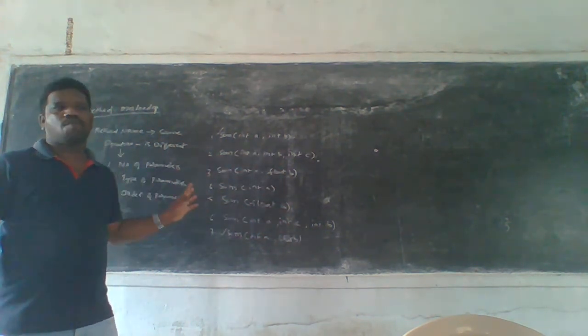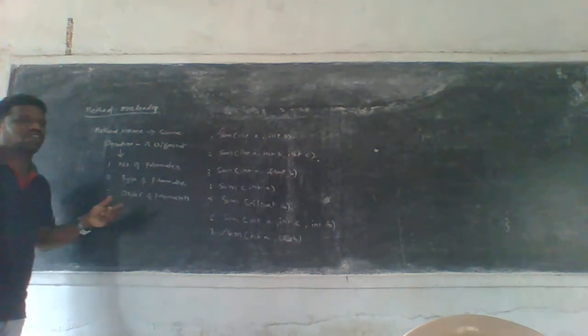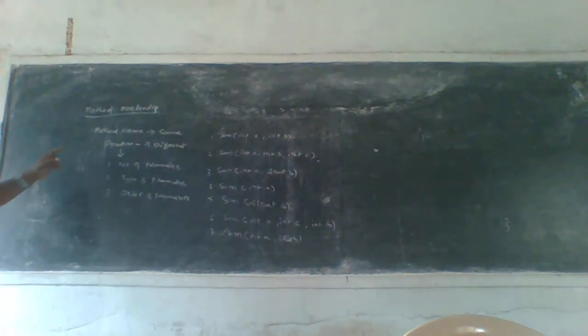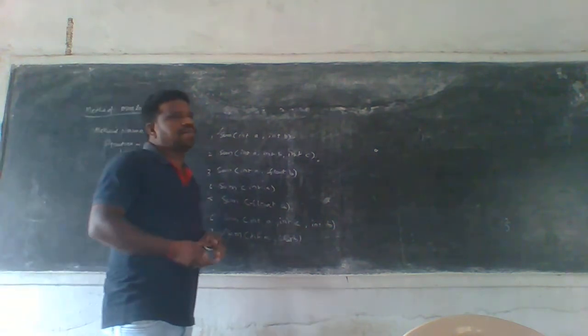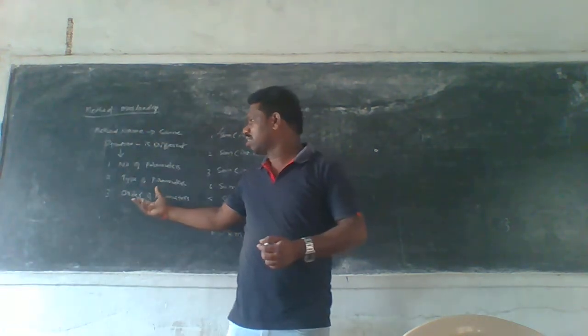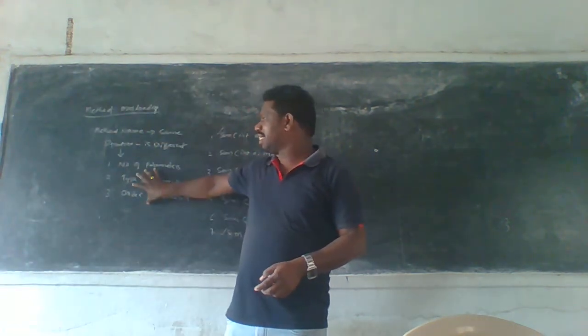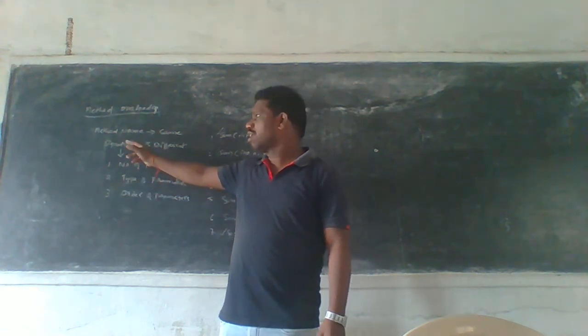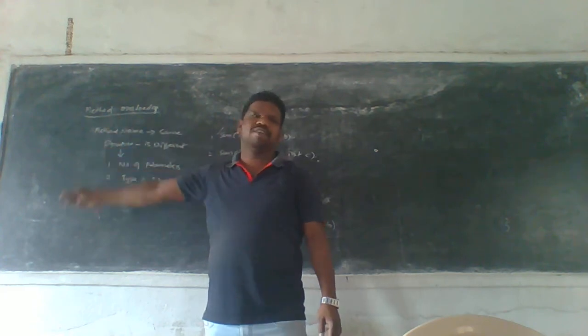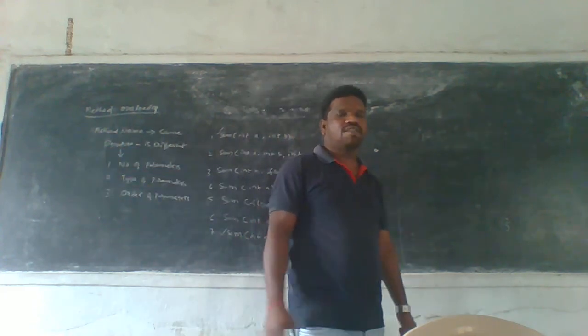Okay, this is a very important question as a short answer. What is method overloading? Method overloading is said to be when the method name must be the same and the signature is different. Signature means number of parameters, type of parameters, order of parameters. These three must be different, but the method name must be the same. That is called method overloading. Okay, right.